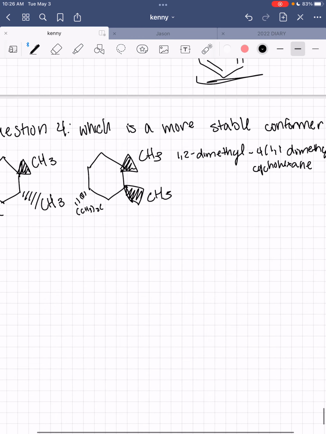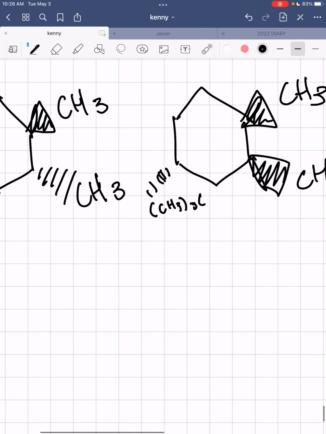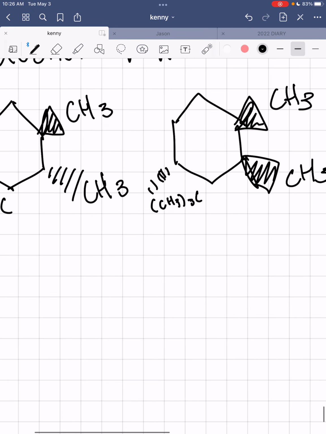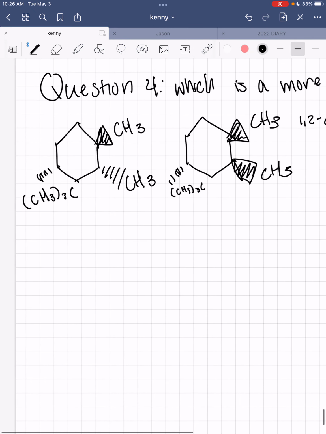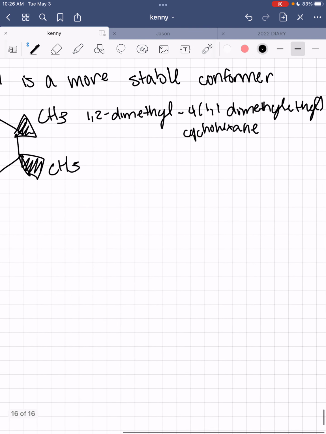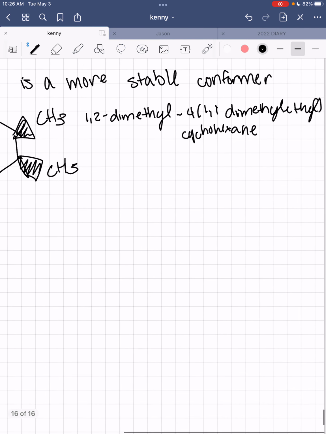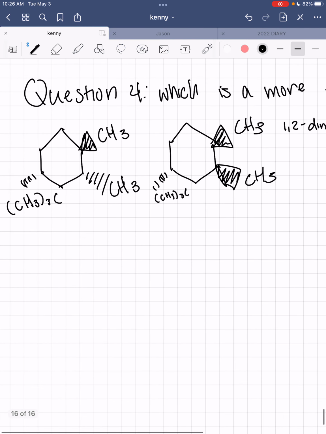So it says, which one is a more stable conformer, and then I drew 3 of them. These are pretty close, but this is what they are. First, if you're wondering what its name is, this would be its name, and you could go to my second video, question 2, so you can see the naming process.